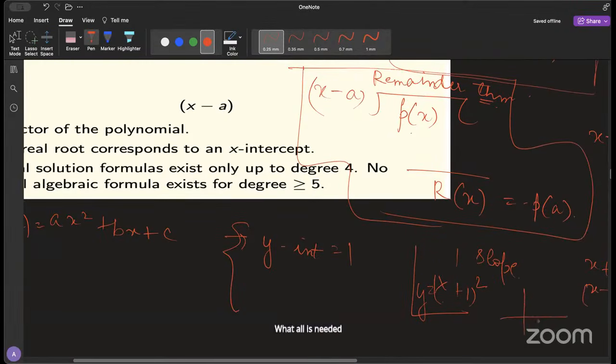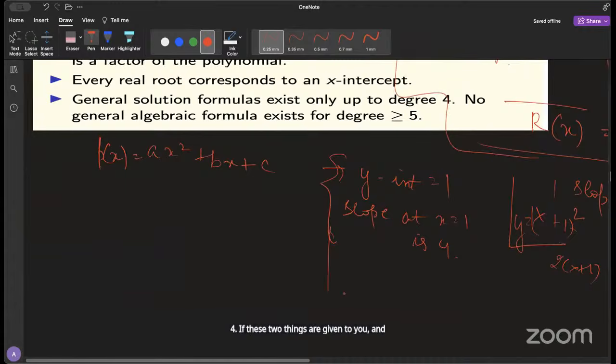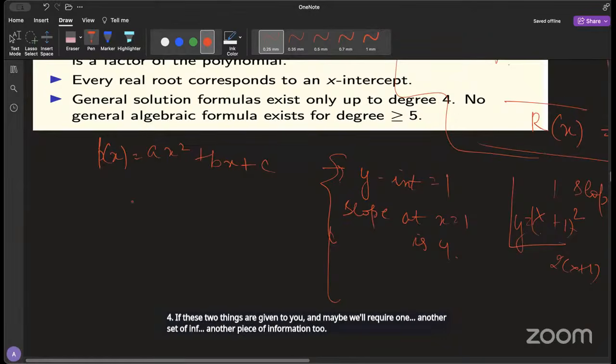What all is needed? Your y-intercept is needed. And then let's say the slope at x equals 1 is 4. If these two things are given to you, we may require another piece of information too. So let's try solving this one using this.